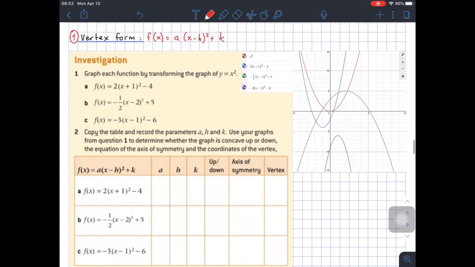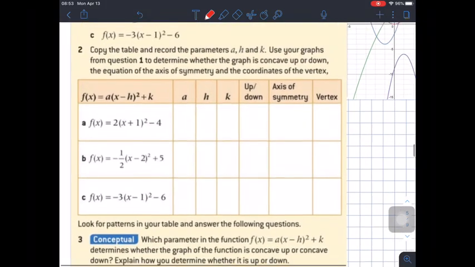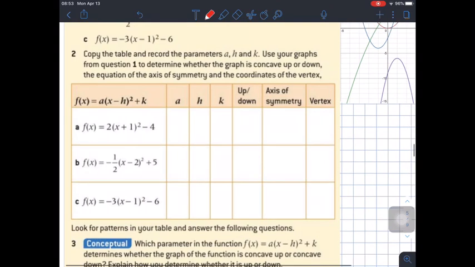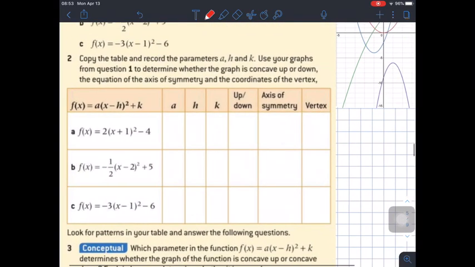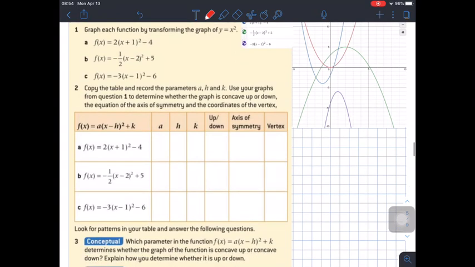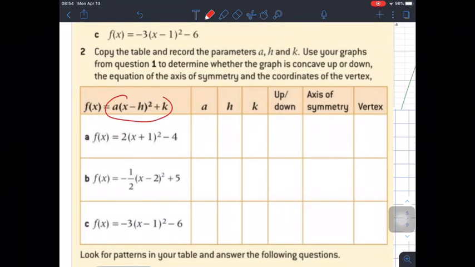So here we have, use your graph from question 1 to determine whether the graph is concave up or down, the equation of the axis of symmetry, and the coordinates of the vertex. So for the first equation, f of x equals 2 times (x plus 1) squared minus 4. What is the value of a if we compare it with this function, which is a vertex form? The value of a is 2, right? 2.